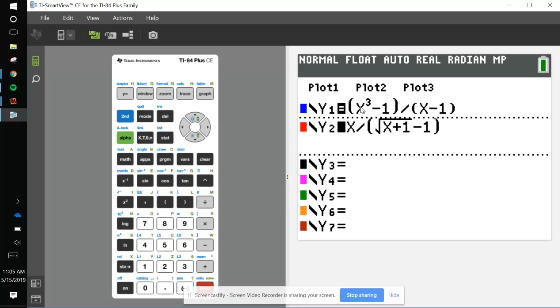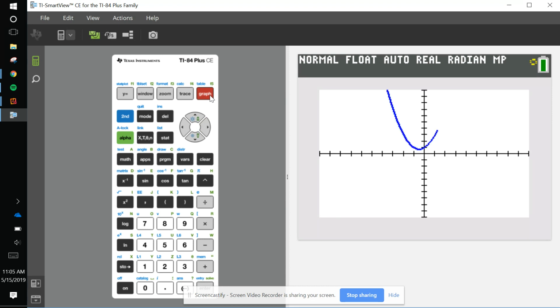I'm only going to be graphing the first equation. Notice my equal sign is turned off for the second equation. So I'm going to go ahead and graph. And you can see my graph looks like a curved graph, right? And I know that when I trace at x equals 1, my function is undefined because I'm dividing by x minus 1. So I know that my value here is undefined.